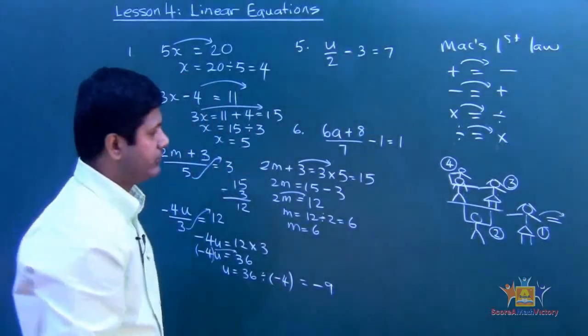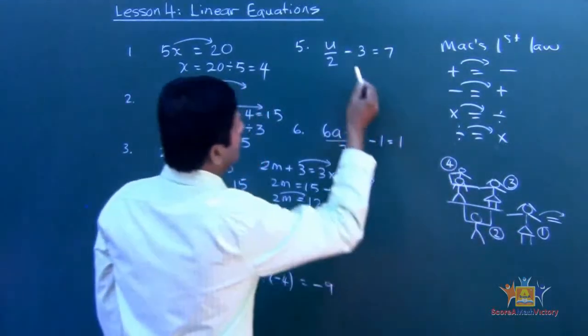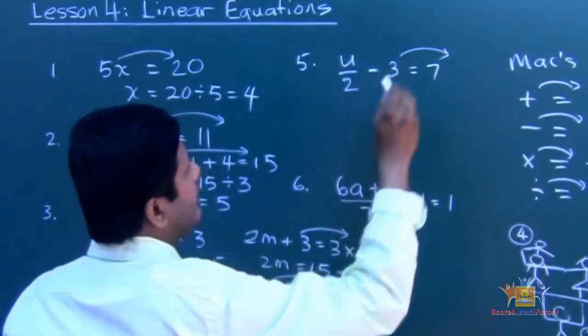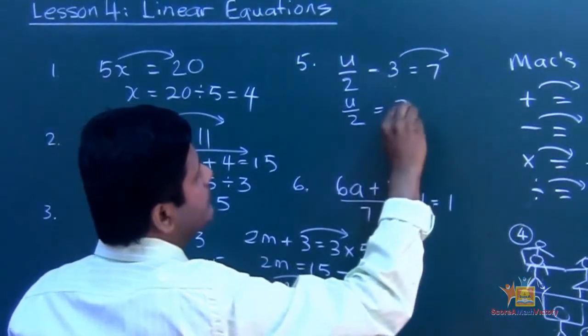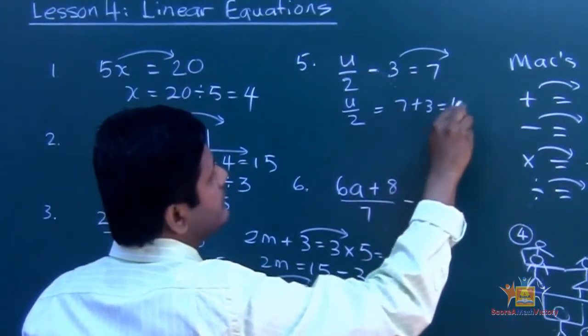So who has to go first? Your mom. That means negative 3 has to go first. See that? So that becomes u over 2, and negative 3 crossing the bridge becomes plus 3. 7 plus 3 is 10.